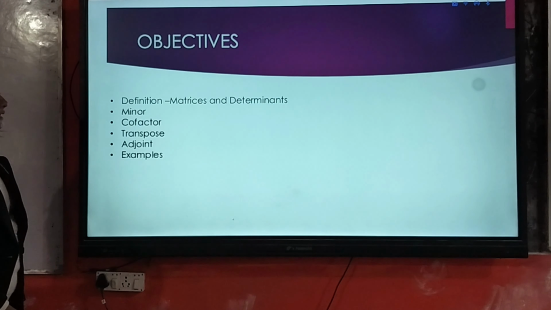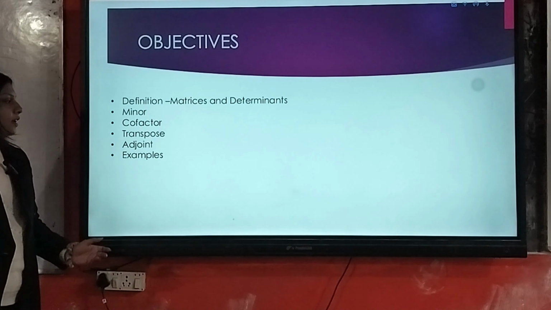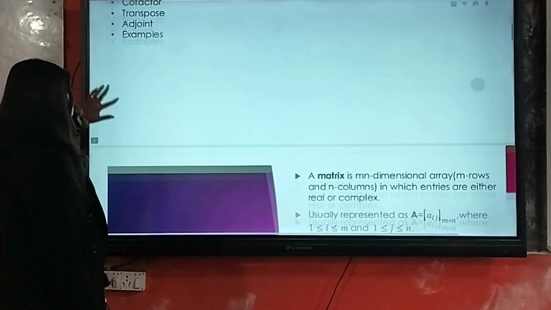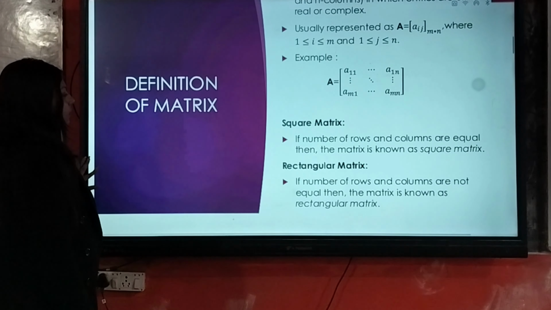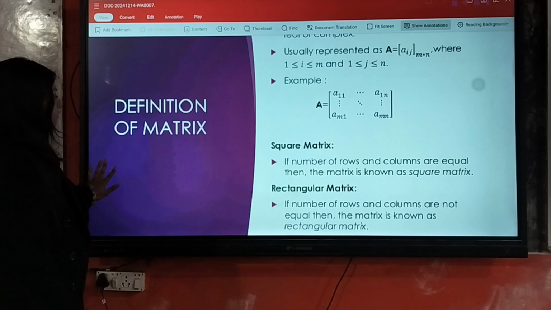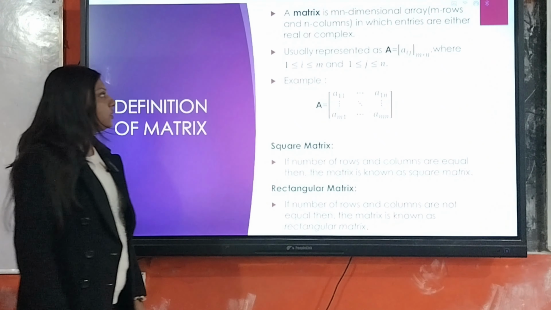So here are some objectives: definition, minor, cofactor, transpose, adjoint, and example. We will discuss these things today. So first, I would like to start with some basic definitions.